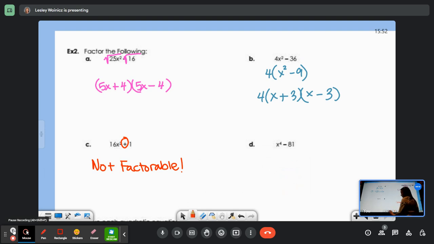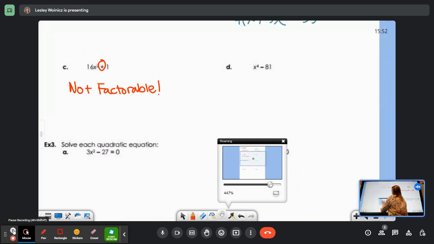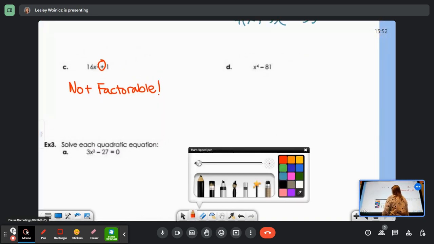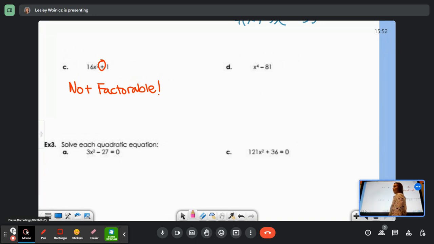Oh, D is a beast. All right, you ready for D? You guys are gonna love this. All right, so if I take the square root of x to the 4th, when I get my little parentheses ready, it gives me x squared. Think about it. Doesn't x squared times x squared give us x to the 4th? So that's what goes there, and then my plus and my minus, and the square root of 81 is 9.